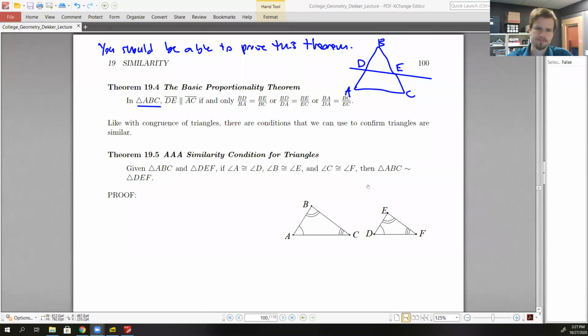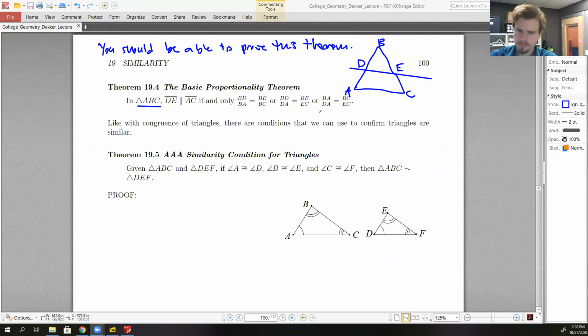So this theorem, the basic proportionality theorem: for some triangle ABC, the line passing through DE is parallel to AC if and only if we have this collection of equalities. Sometimes we use the fact that DE is parallel to AC to get merely one of these equalities, and that's all that we need. That's fine. We'll do that in the following theorem. We won't use all of them, we'll just use one of them, and that's okay.